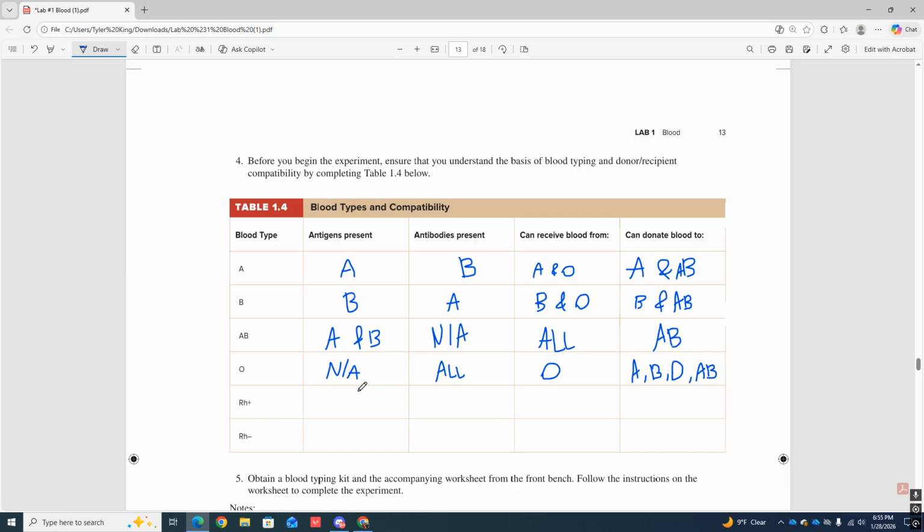Perfect. All right. And Rh, remember this is the D antigen down here, okay? So if you're Rh plus, it means that you have that D antigen present. You don't have any antibodies against it. You can receive blood from positive and negative. You can only donate to positives, all right? If you are negative, it means you do not have the D antigen, but you have the antibodies to fight against it. So because of that, you only like to have negatives come on in, but the same thing you can give away to negative and positive, all right?